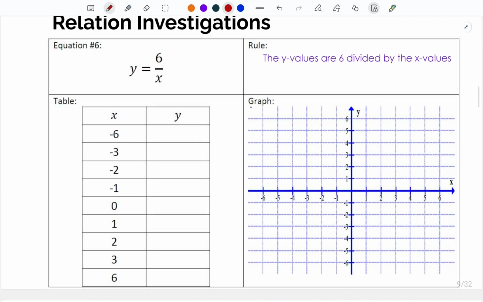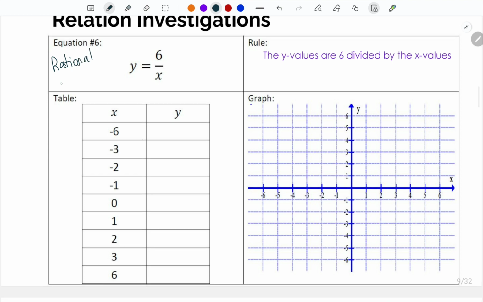And the last one, 6 over x. So again, just plug in your numbers. This sometimes we would call a rational graph. Sometimes you might also see the term hyperbola. Both terms are acceptable. I typically use rational when we're going through our course here. So that is what we have there.